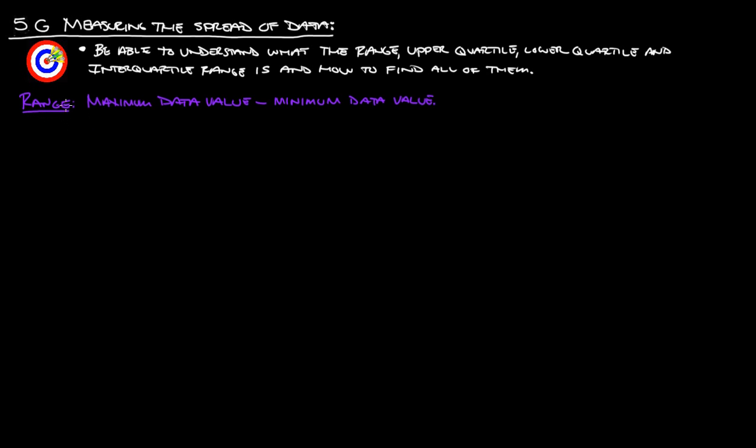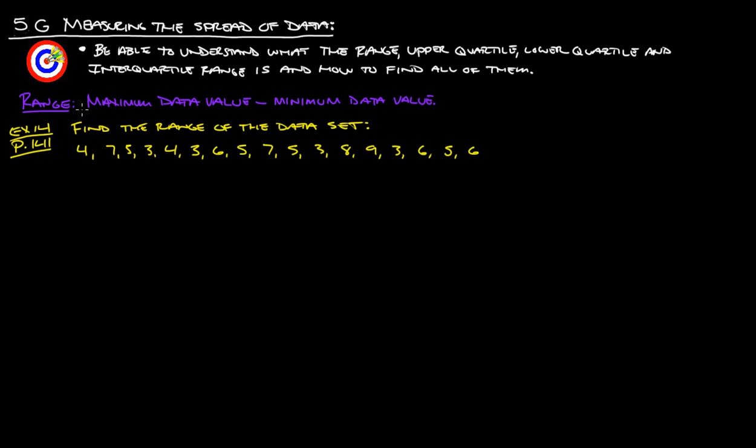The range, just as a quick review, is the maximum data value minus the minimum data value. Taking a look at that, example 14 from page 141 says find the range of the data set. All we really need to do is find the biggest number and subtract the littlest number. The biggest number looks like it's 9, and the smallest number, there's a bunch of 3's, I don't see any 2's, so we have 3. So 9 minus 3 gives us 6. So the range is 6. Okay. So with that, let's take a look at some other stuff here.